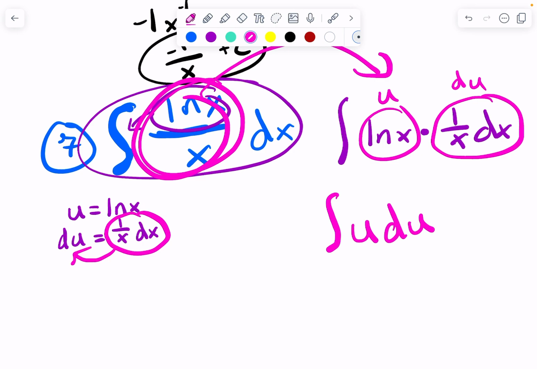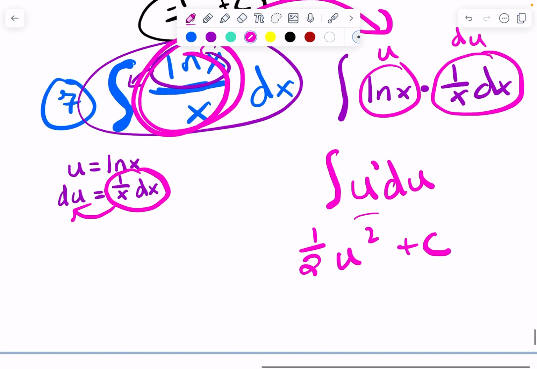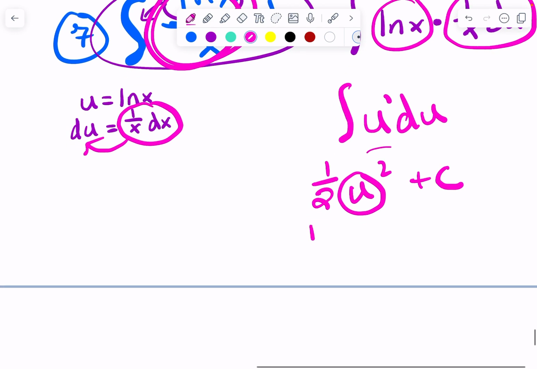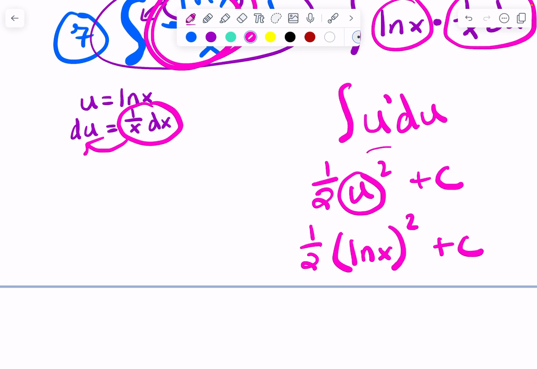All right, how do you do the antiderivative of u? This is u to the first power. So it's going to be 1/2 u squared plus c. And then all I need to do is add in what u was, okay? So it is 1/2 ln x squared plus c. I think somebody asked me once, can you write that like ln squared x? Sometimes they will write it like that, like they do for sine.